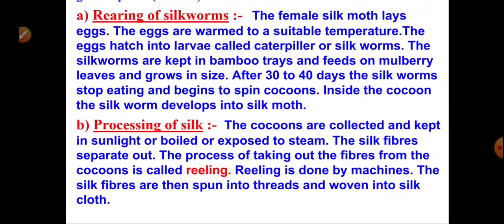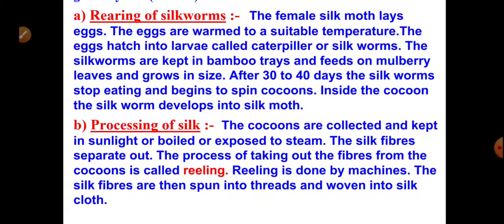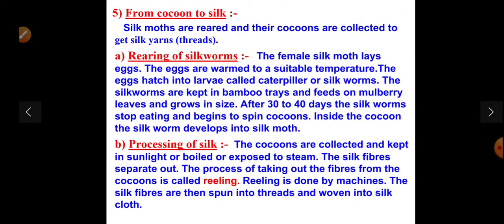Processing of silk: the cocoons are collected and kept in sunlight, or boiled, or exposed to steam. The silk fiber is separated out. The process of taking out the fiber from the cocoon is called reeling. Reeling is done by machine. The silk fibers are then spun into thread and woven into silk cloth.